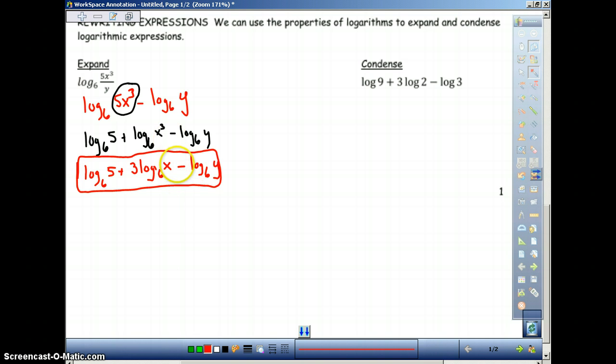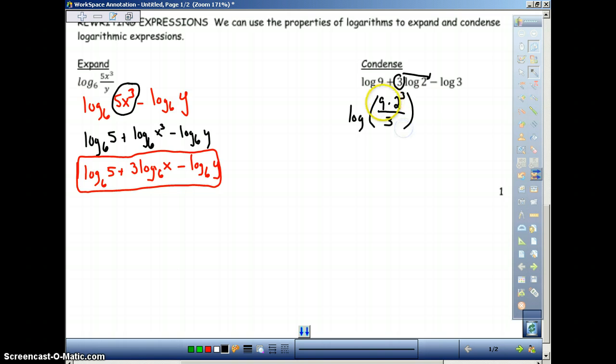Now when we're condensing, we're going in the opposite direction. The condensing, I think, is a little bit easier, but you see, this 3 out front will be an exponent, so we can bring this 3 to the exponent. The plus will be multiplication, and the minus will be division. So I write this like this, log, and then in parentheses, on top, I'm going to have 9 times 2 to the third, because 2 to the third power, and on the bottom, because of the subtraction, we're going to have 3.